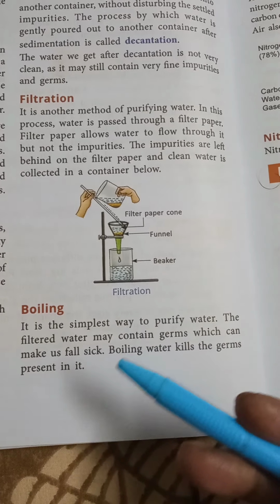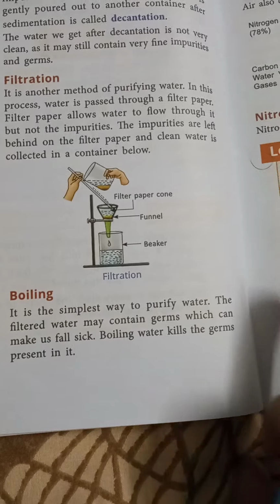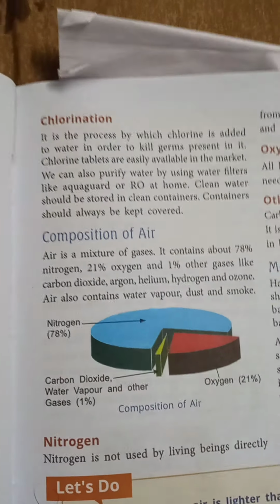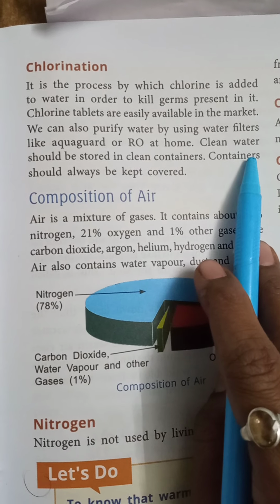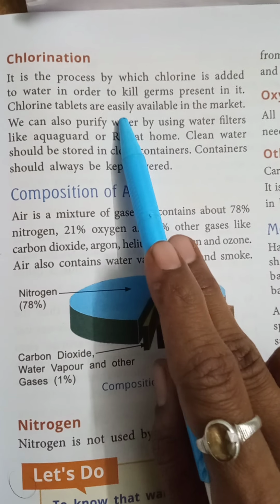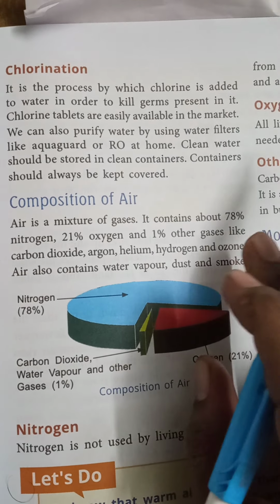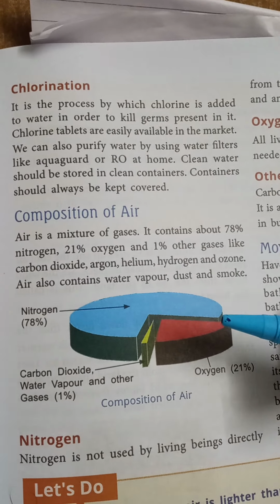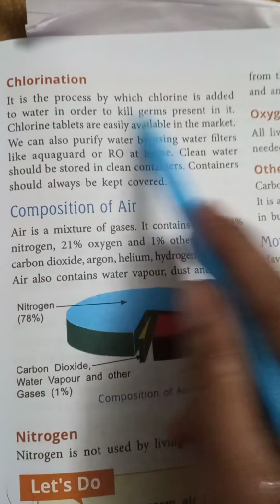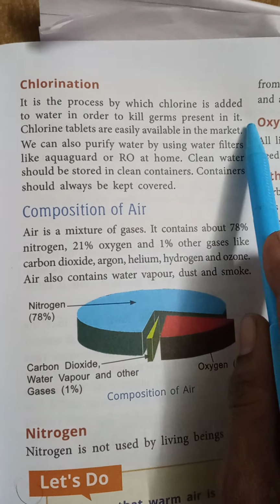When we boil the water, what happens? The germs present in the water get killed. The next process is the chlorination process. It is the process by which chlorine is added to water. That method is generally used when the water is present in a large quantity. The water that is supplied to our homes contains chlorine, because chlorine is dissolved in it to kill the germs present in it.